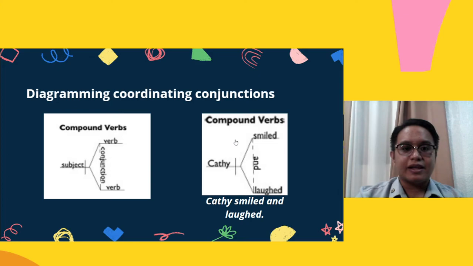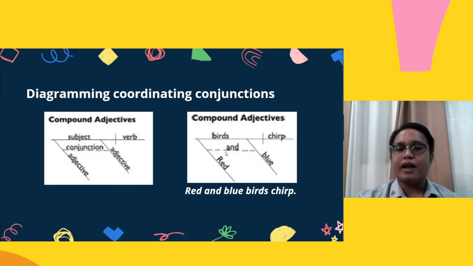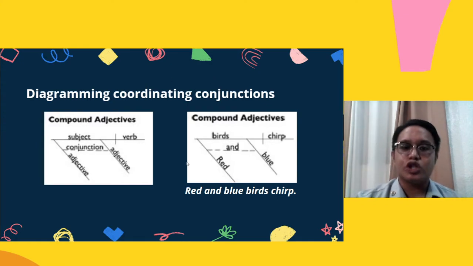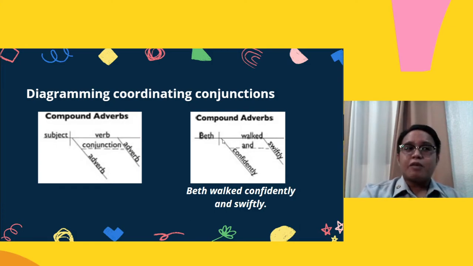Next, let's go to compound adjectives. Okay? The red and blue birds chirp. So, we connect this one using the dotted line. So, we have the red and blue birds chirp. Okay? Next, compound adverbs. Let's say, for example, Beth walked confidently and swiftly. Diba? Naka-remember mo nga, dili ra nato hilabtan ang mga coordinating conjunctions.